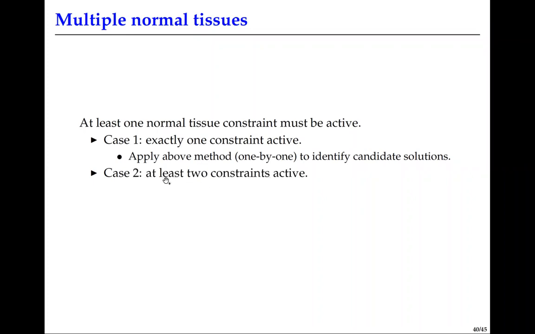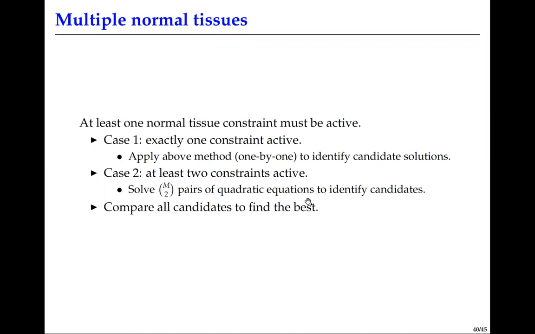And then the other case is at least two constraints are active. When two constraints are active, you have only two variables, D1 and D2. So simply solve quadratic equations and you'll get candidate values of D1 and D2. Since there are M total constraints, because there are M normal tissues, you'll get M choose two pairs of quadratic equations to again identify all candidates. So in short, you can in the end compare all candidate solutions to find the best. So this is a way to exactly solve the two modality problem.